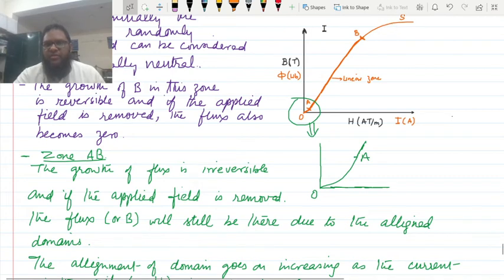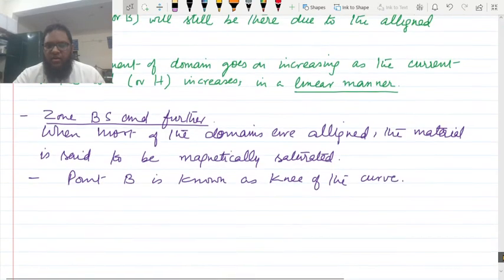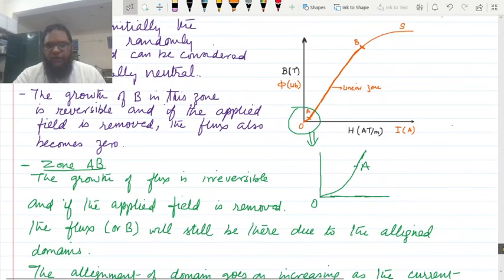Okay, so the capability of our material, if we understand it one way, will be this region only. So we don't want to go beyond the knee zone. We want to operate our devices like transformers, relays, etc. inside this zone only.